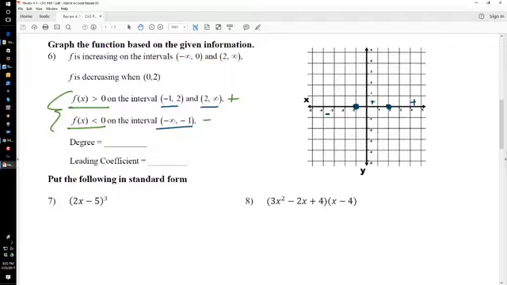Also, one thing to note, since it's negative over here, the graph is coming up from the left, not down from the left. Okay? It's a big key difference.